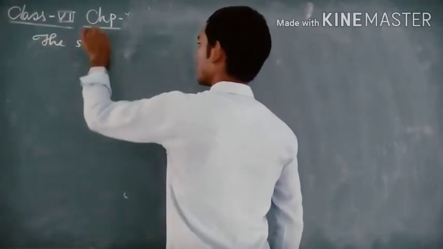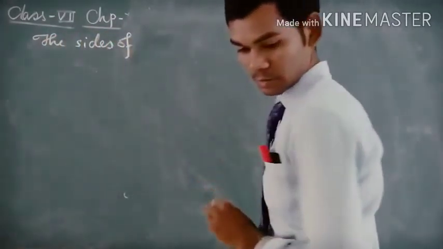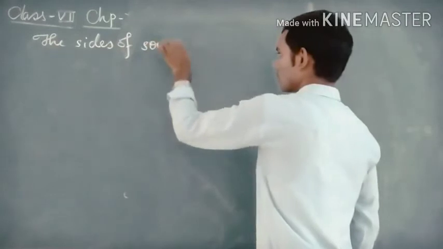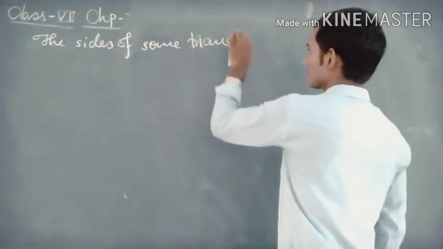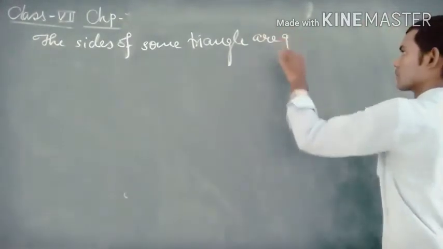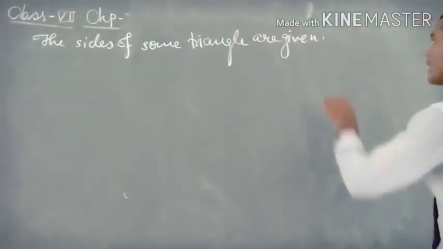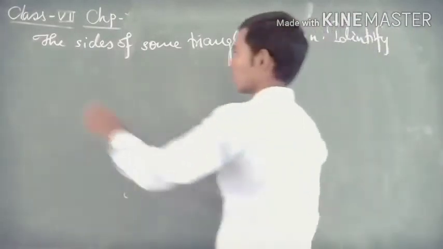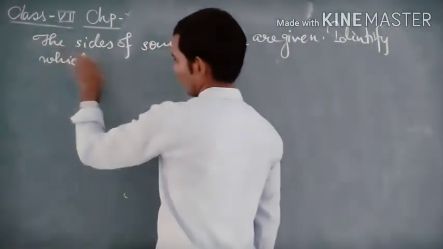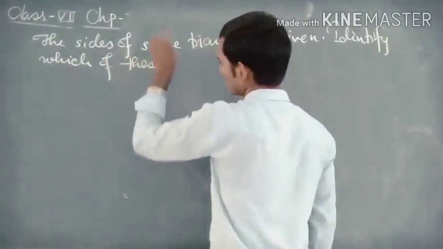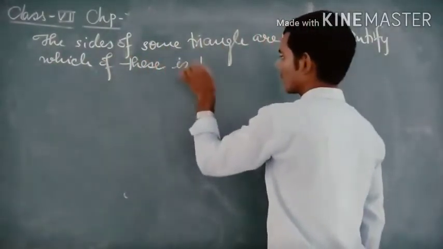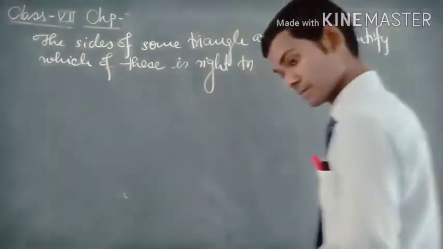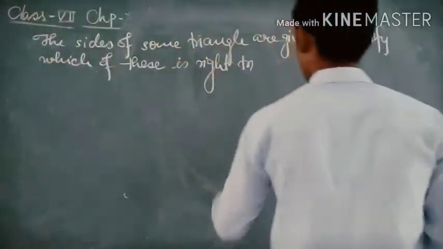The sides of some triangles are given. Identify which of these is a right triangle.